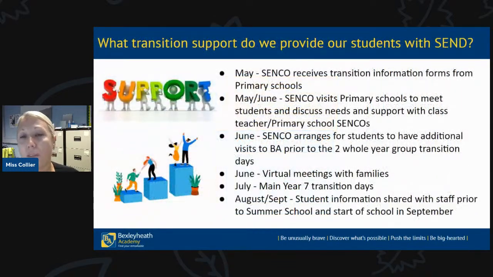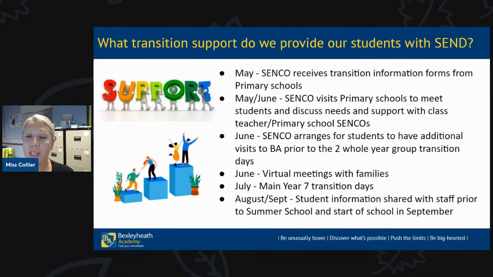So now I just want to run through, and you can see it's quite a lengthy process, the transition support that we provide our students. So in around April time, Mrs. Blewett will start to make contact with primary schools regarding any students who we think or know are coming to us. And then in May, she receives the transition information from primary school, so we get that well in advance, which will then allow Mrs. Blewett to go into the primary schools and meet with the SENCOs and the classroom teachers to discuss individual needs.